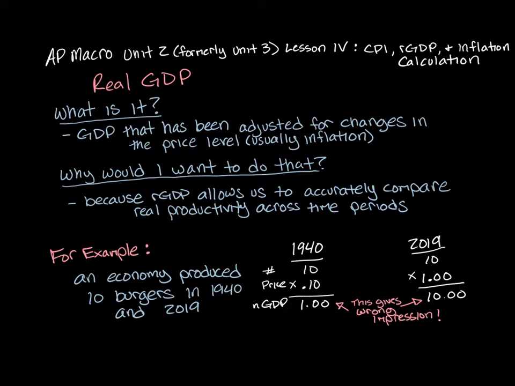This is the reason we can't stay with just nominal GDP, because those nominal numbers will give us the wrong impression if there's been a big change in price level between the years that we're trying to compare.